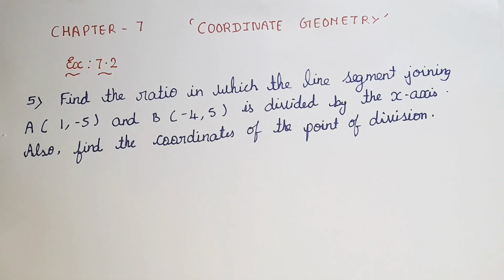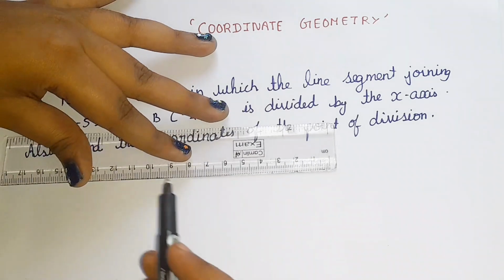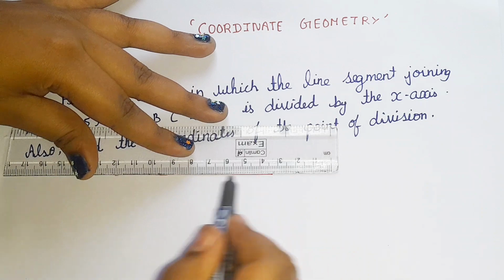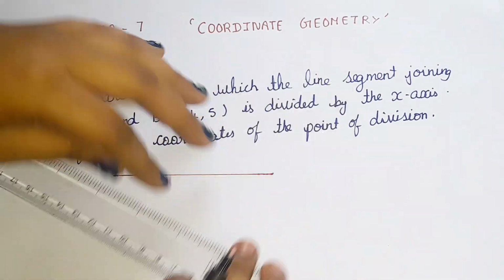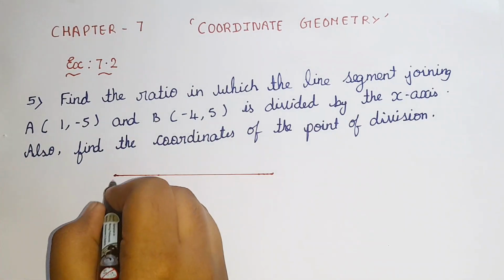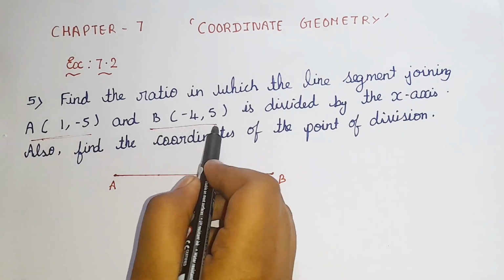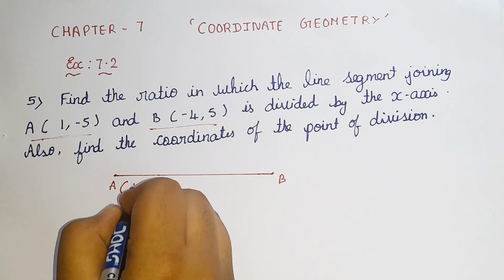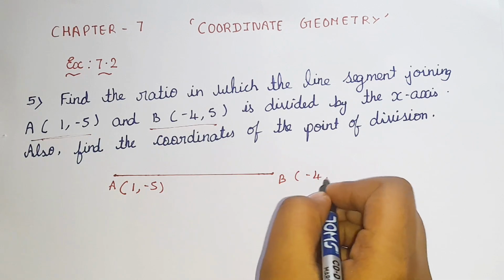Okay guys, I'm going to draw the line segment for a better understanding. So this is going to be your line segment. Let us name this line segment A and B. Since we have 2 points already, A and B, let us write the numbers: 1 comma -5, and here -4 comma 5.